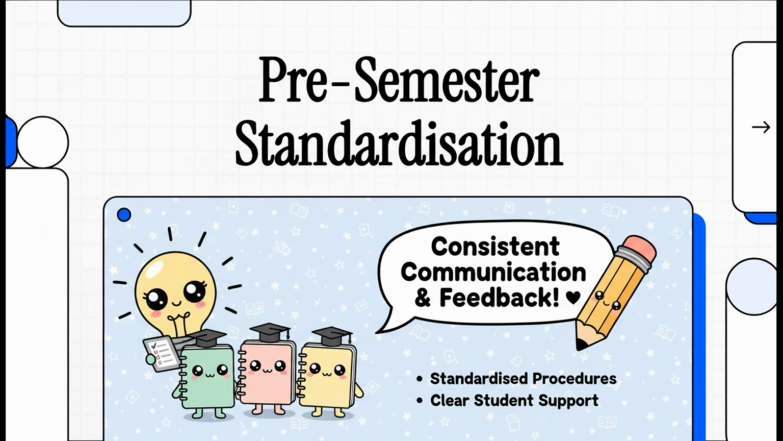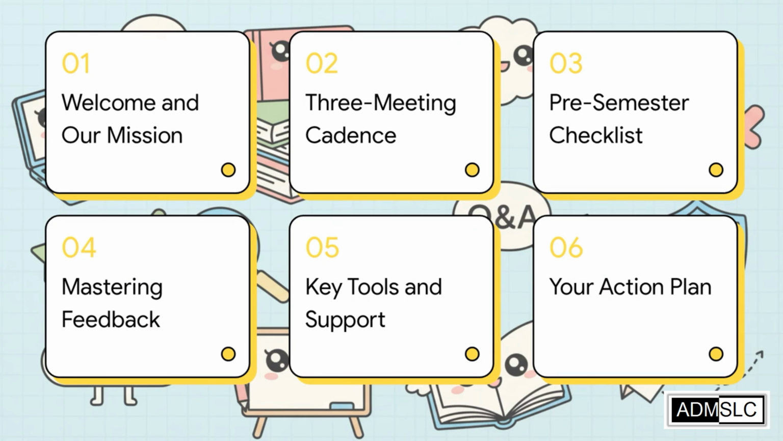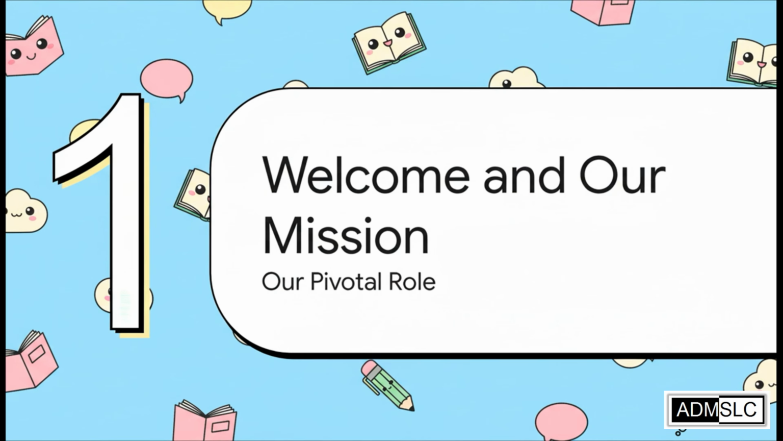Okay, let's dive in. So here's a quick look at what we're going to cover. We'll kick things off with our shared mission, then talk about our meeting schedule, and run through a checklist of what needs to happen before we start teaching. After that, we'll get into the nitty-gritty of student feedback, look at some key tools, and we'll finish up with a clear action plan so everyone knows exactly what to do next. Let's get to it.